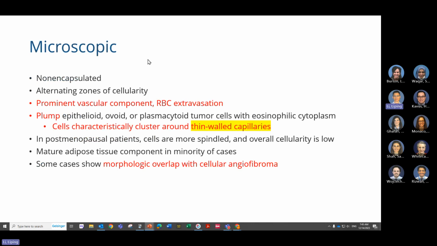And the microscopic feature is alternating zones of cellularity. So that means in this lesion, you may see some hypercellular area and hypocellular area, and also prominent vascular components with red blood cell extravasation. And this entity is called a blastoma, I think, because they have these plump epithelioid, ovoid, plasmacytoid cells, not as spindled as the entity we have seen before. And then the vessel is also thin wall. You won't see this hyalinized capillary.